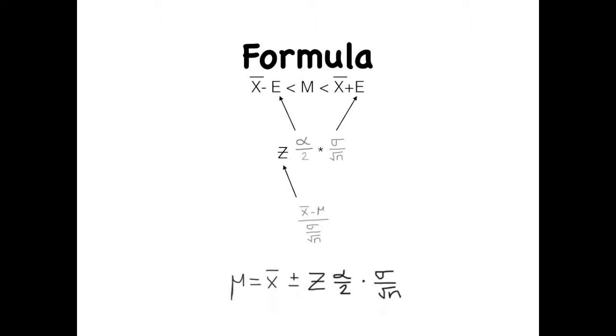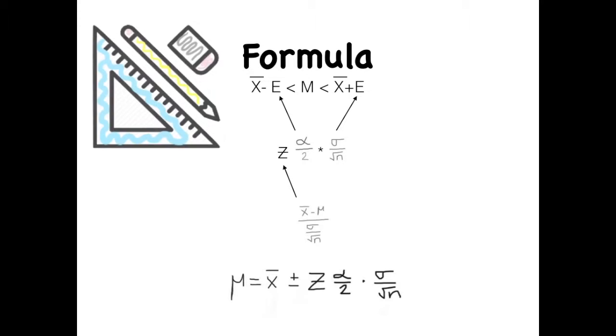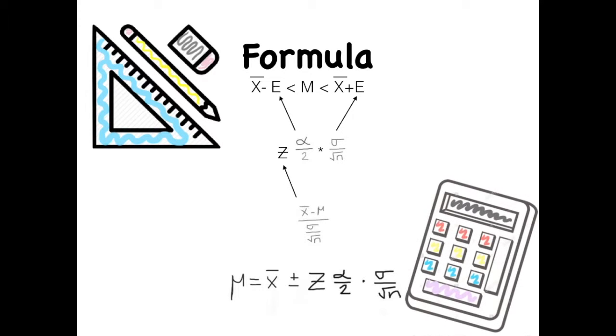The formula is x bar minus the margin of error, which is E, is less than mu, and mu is less than x bar plus the margin of error. To find the margin of error, your formula is C alpha over 2 times sigma divided by square root of n. And to find the C, you will have to do x bar minus mu, and all of that divided by sigma divided by square root of n.